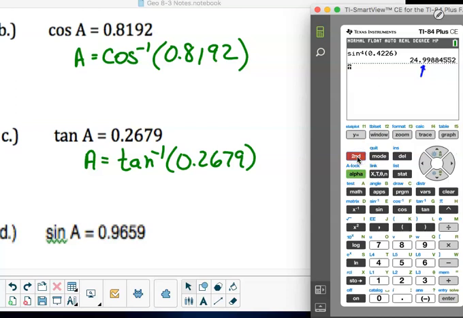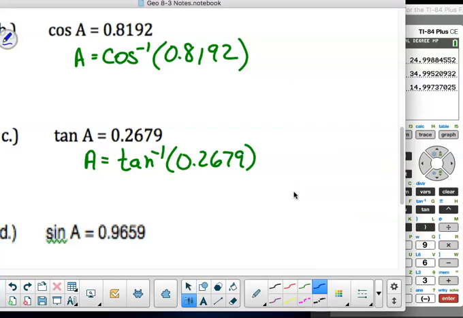I'm going to go second inverse cosine, and I enter 0.8192. Be careful. Make sure you've copied down the right numbers, because just a wrong digit one way or another gives you a different value. I get 34.99, and since I'm doing inverse tangent as well, I enter 0.2679 and hit enter. My cosine was first, and that is 35 degrees. My tangent is next, and that is 15.0 degrees.